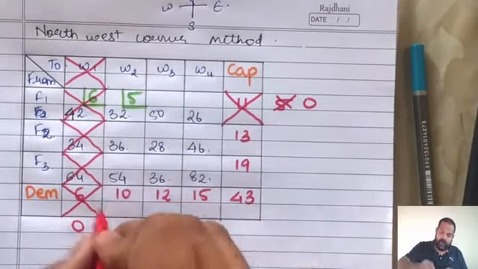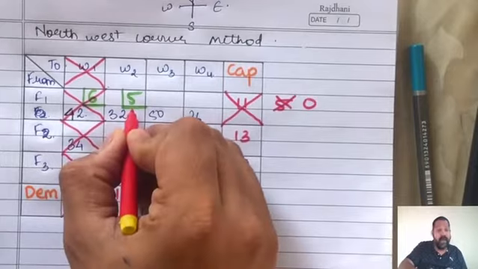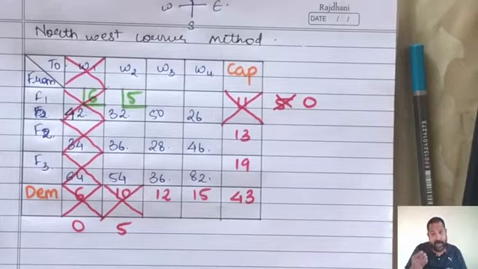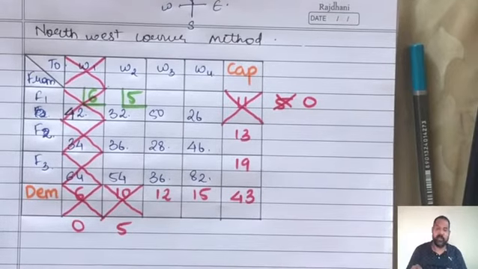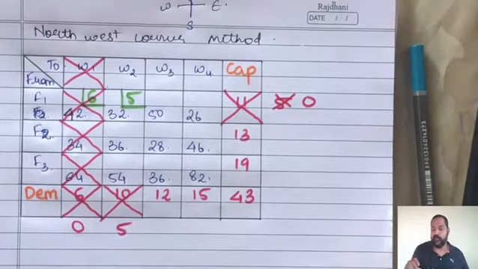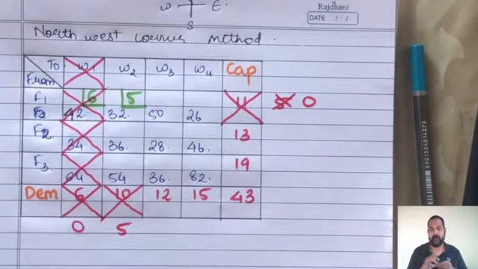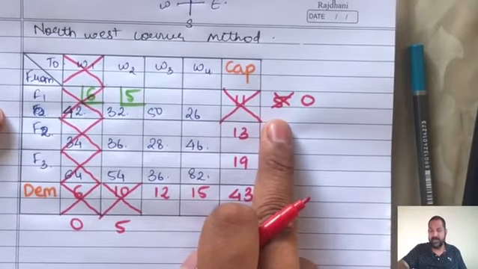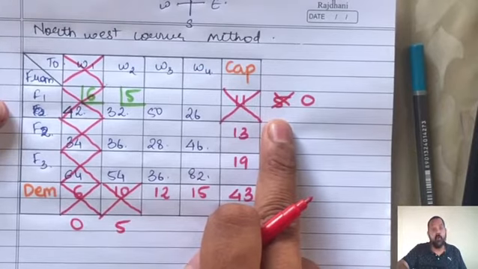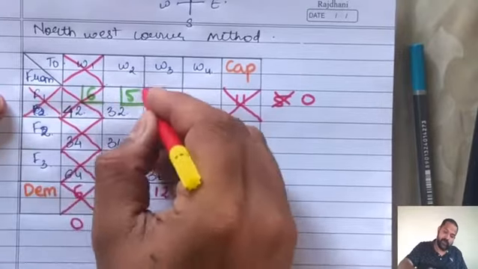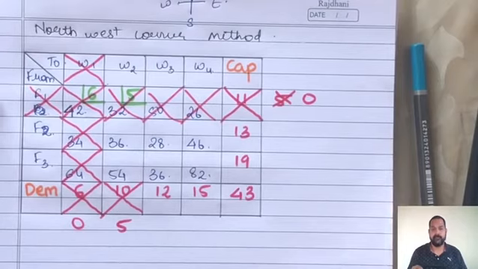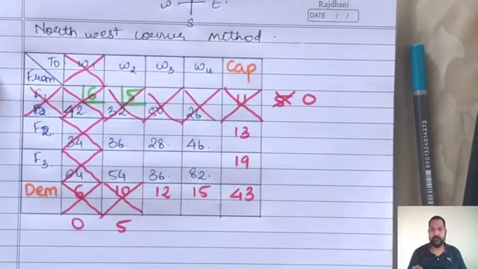W2 on the other hand required 10. You have given it 5 units from F1. So W2, 5 units done, 5 units still left. A demand of 5 units is fulfilled, and a demand of 5 units is still pending. Now do you notice that F1 has no more capacities left? If F1 has no more capacities left, I will say that F1 is out of the game. Done?